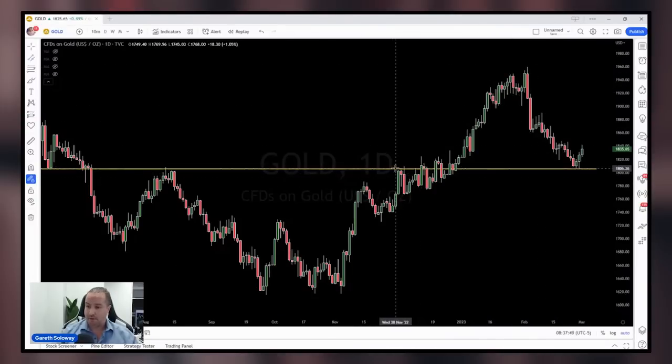Pivot high, choppy breakout, retrace to the scene of the crime. That was your buying opportunity right there.